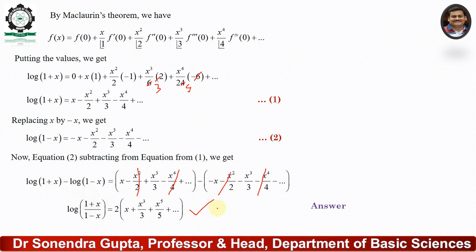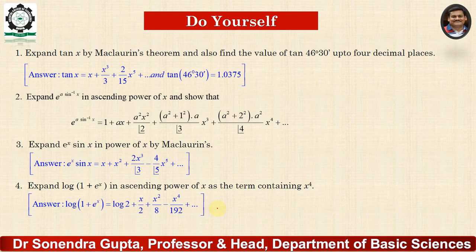Now here we have solved 3 questions. They are different types of questions of the Maclaurin theorem, and now you can solve some for practice. We have given some questions for you: question number 1, question number 2, question number 3, question number 4.